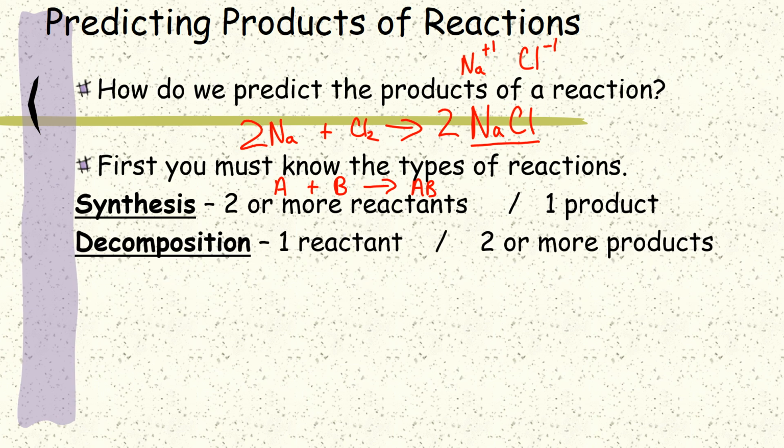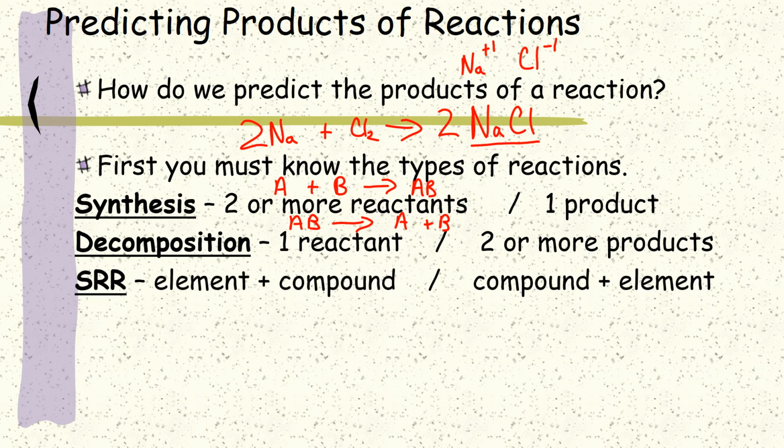All right, decomposition. How does decomposition look in relation to synthesis? It's just the opposite. Decomposition has some sort of compound that breaks down into smaller parts. Most of the time, you will not have to predict the products of a decomposition or a synthesis; it's going to give it to you. I don't remember ever being asked to predict the product of a synthesis or decomposition. The only ones they'll ever ask us to predict is a single replacement.